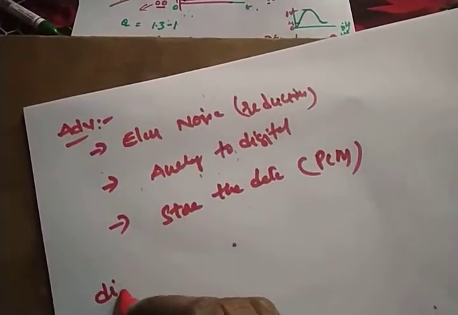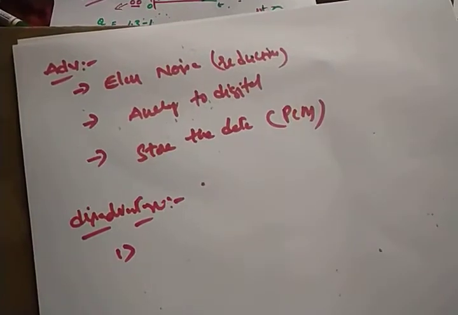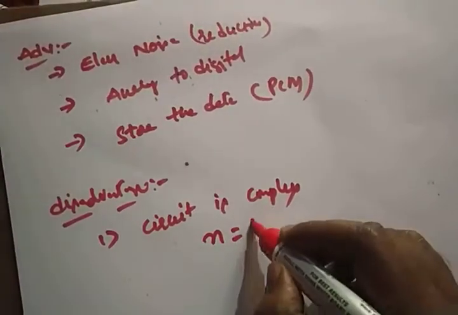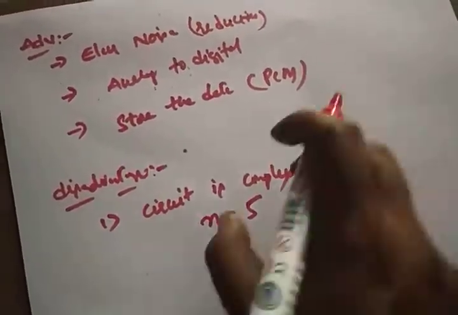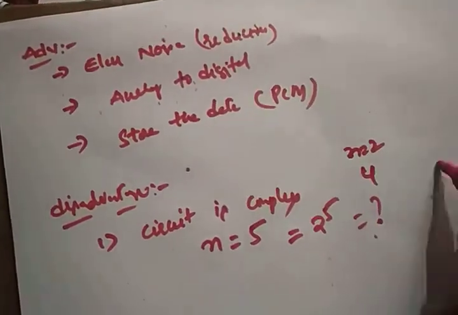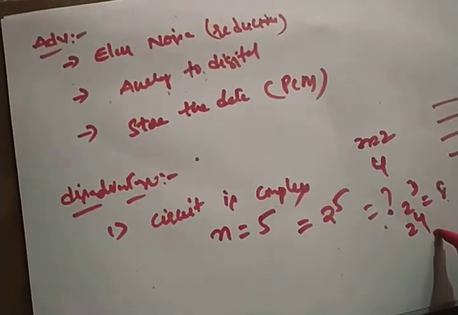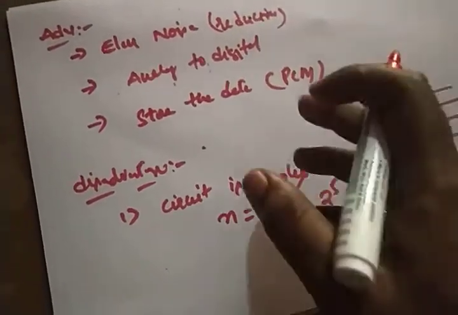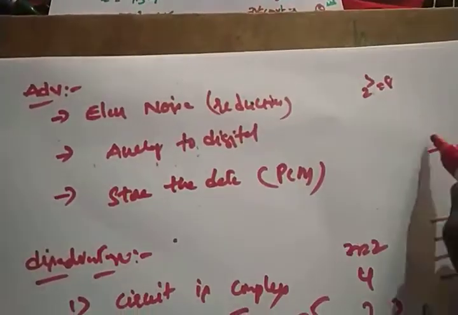Now the disadvantages. The first disadvantage is that the circuit is complex. Suppose the encoder decides 5 bits, so how many quantization levels? 2 power 5 quantization levels. It is very difficult to draw all of these. N equal to 2 means 4 quantization levels, which you can easily draw. N equal to 3 means 8 quantization levels, you can easily draw, but 2 power 4 is 16 quantization levels you have to draw, and each and every point must have a fixed magnitude, so that you can specify the right values. For n equal to 3, 2 power 3 means 8.